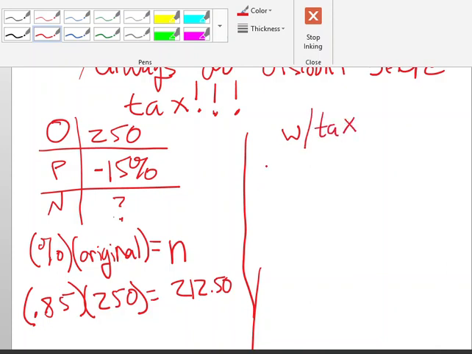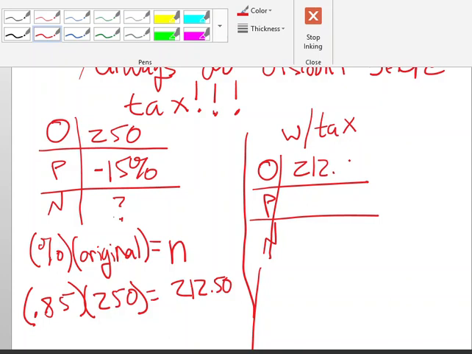Okay. So here we're doing $212.50. I'm adding an 8% sales tax, and my new cost is what I'm looking for. And my baby is getting a little fussy, so we'll be done here shortly.